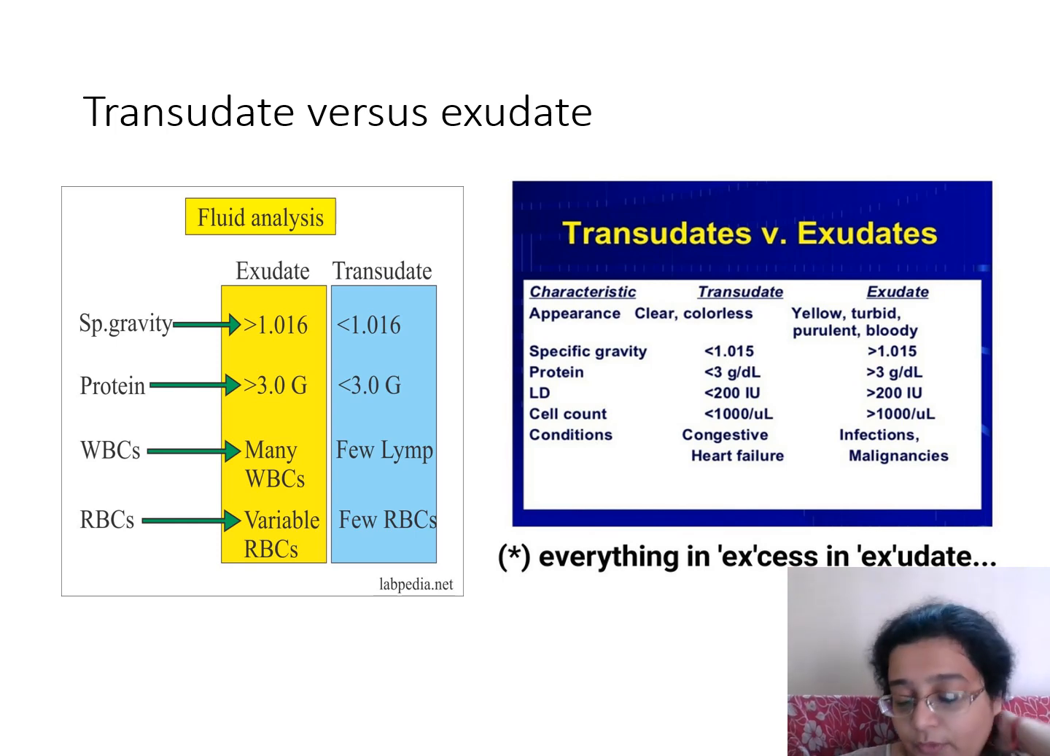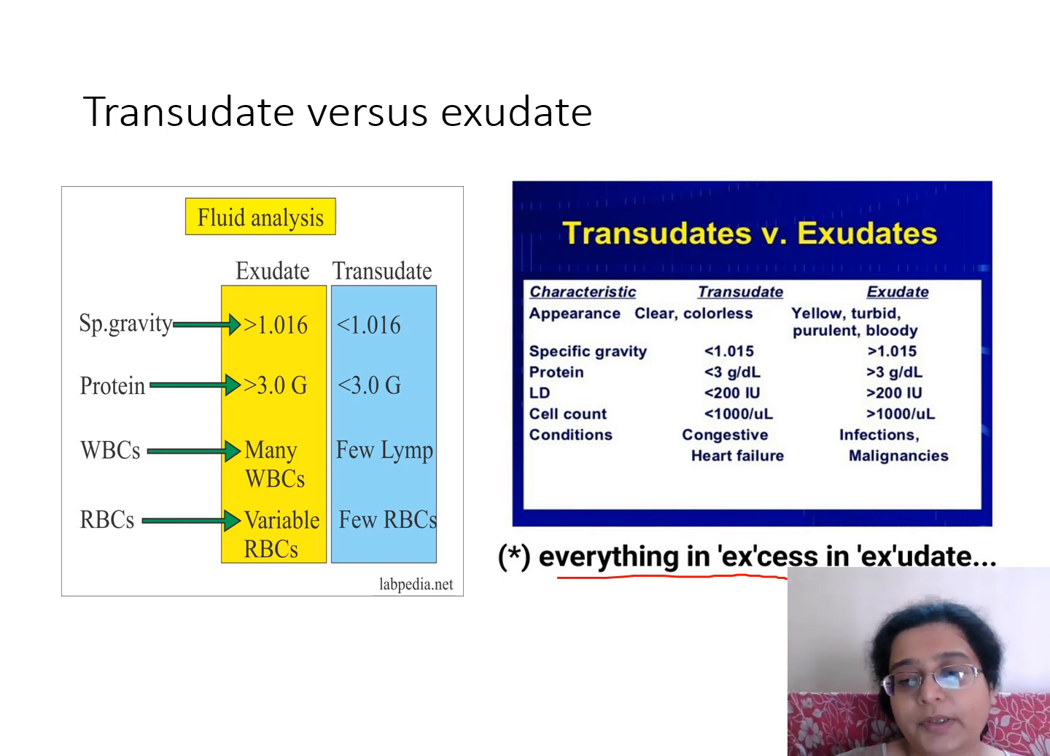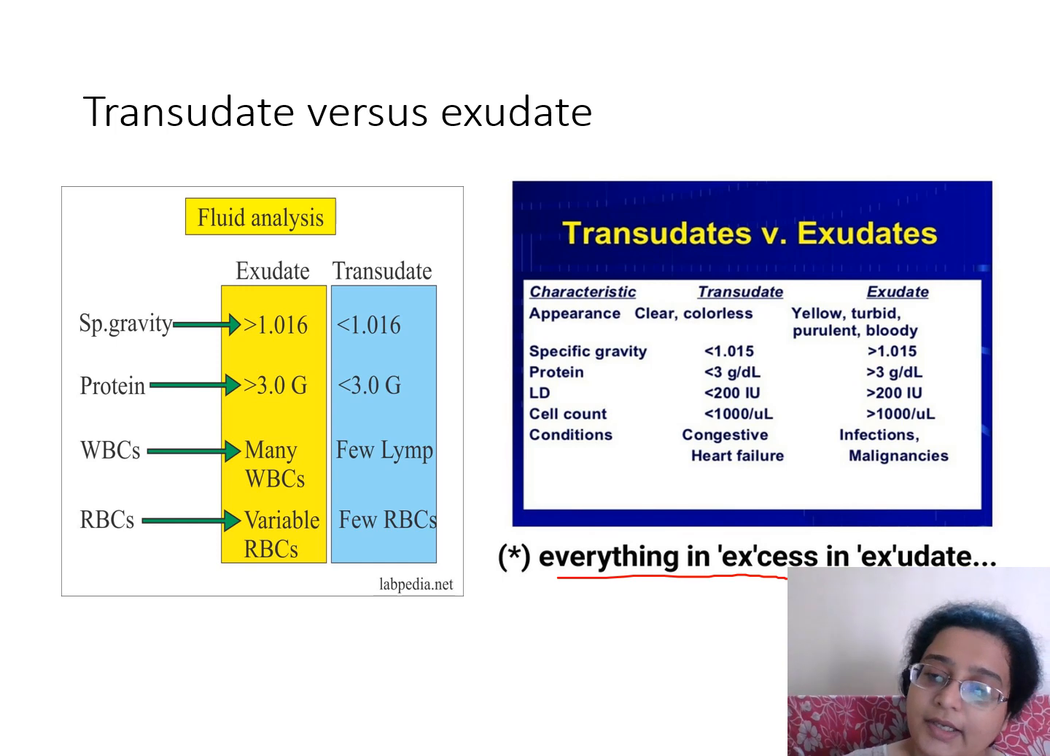Grossly, we examine the fluid, and what the clinician wants to know is whether it is transudative or exudative. So I found this chart on the net, and I really like this thing. Everything in excess is an exudate. So XX. Exudate will be mainly infective fluid. When there's TB, when there's some pneumonia, some sort of infection leading to effusion, then that will be an exudative fluid where all the values will be raised.